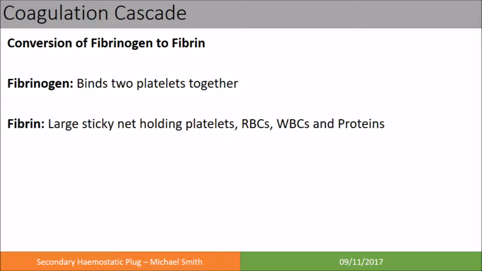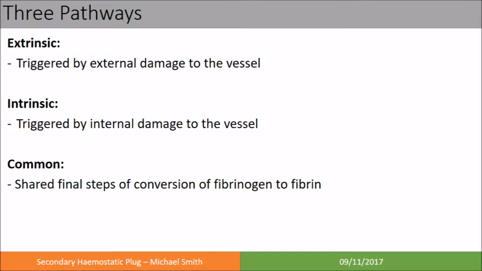However, fibrin is a large sticky net which holds together everything in the blood, so that's red blood cells, white blood cells, proteins, and anything else that's passing by. So this essentially turns your primary haemostatic plug into something much bigger to prevent bleeding. So the coagulation cascade is how you convert this fibrinogen to fibrin, and it's made up through a number of steps, which you can break down into three simple pathways. You have the extrinsic, intrinsic, and common pathways.